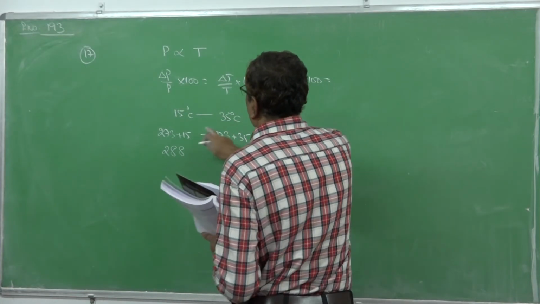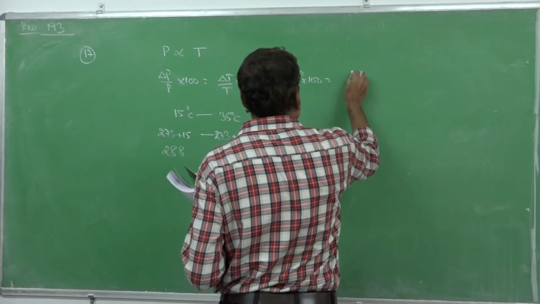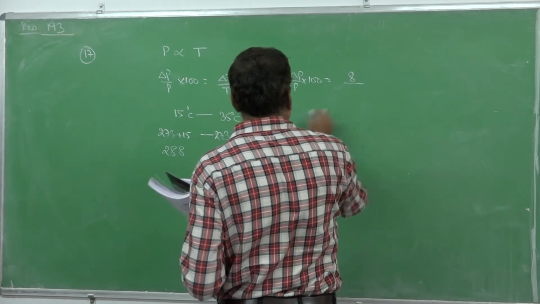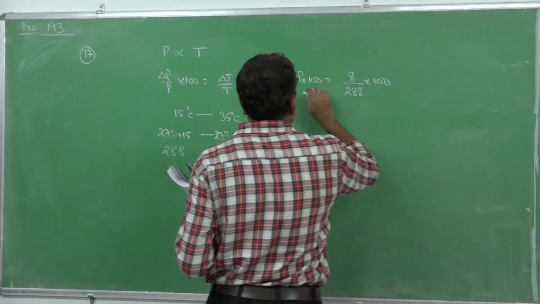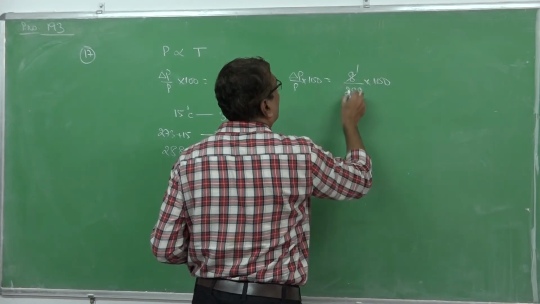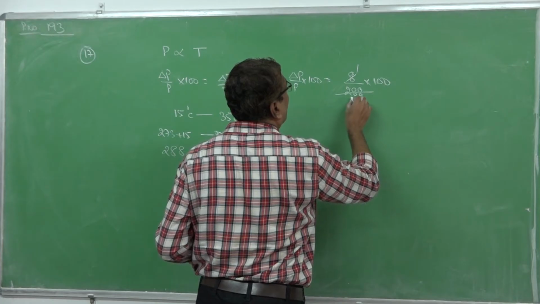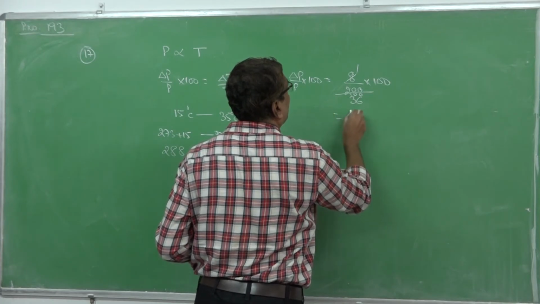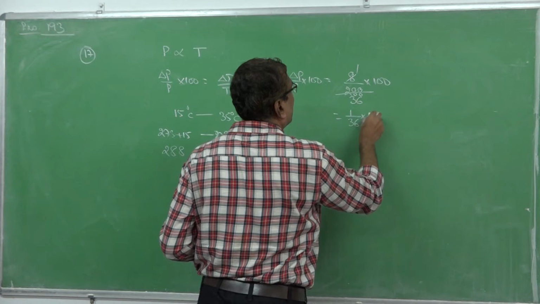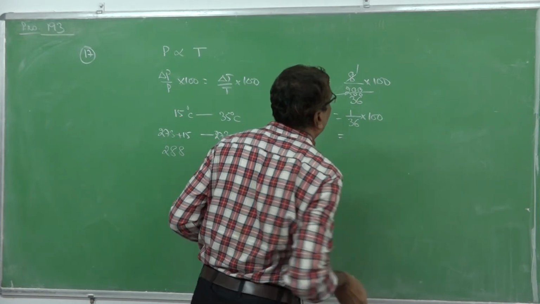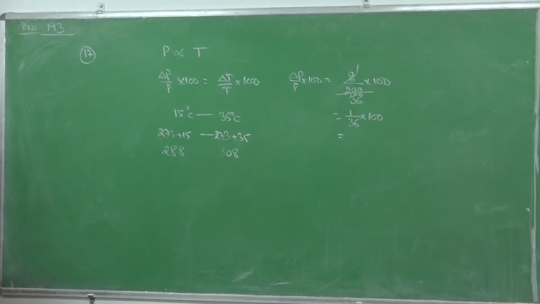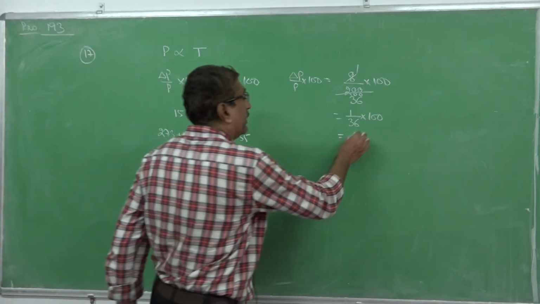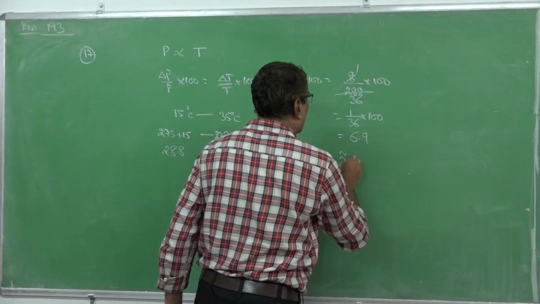What is the change in temperature? It is 20 divided by initial 288 into 100, that is 1 by 14.4 into 100. So this is approximately 6.8 or 6.9. So in the given problem it is 7.